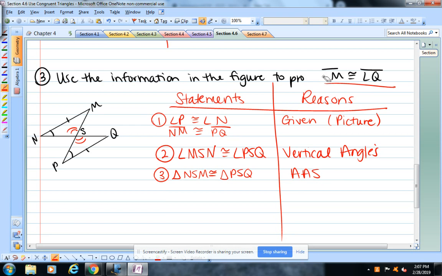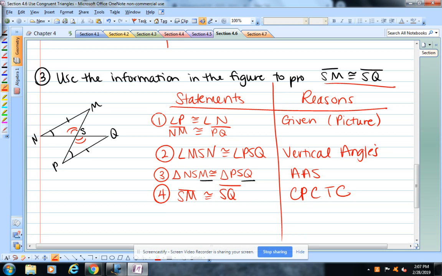Now SM and SQ. Oh, I meant to change those to S's. I'm so sorry. I didn't change them there. Forgive me, y'all. SM is congruent to SQ. SM and SQ are in corresponding locations, so I can say what? Now, I can say segment SM is congruent to segment SQ because of why? CPCTC. Corresponding parts of congruent triangles are congruent.